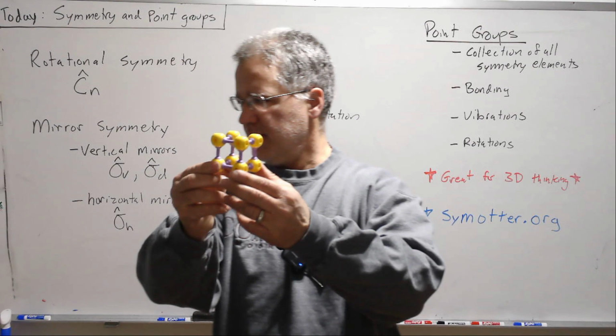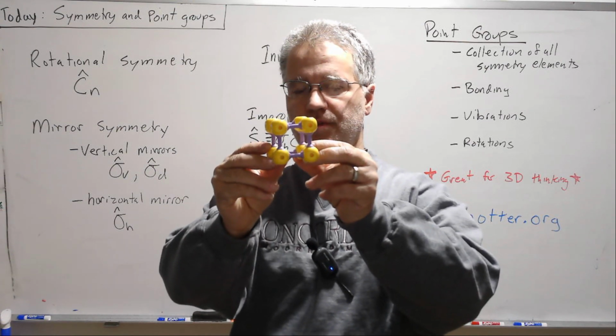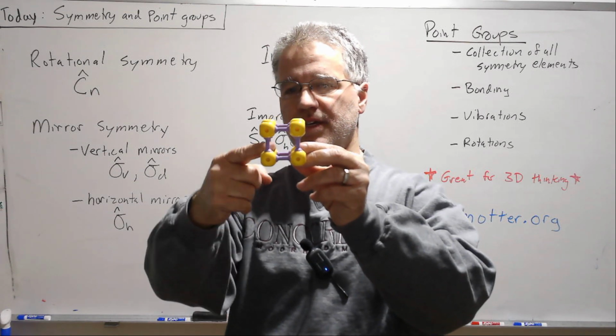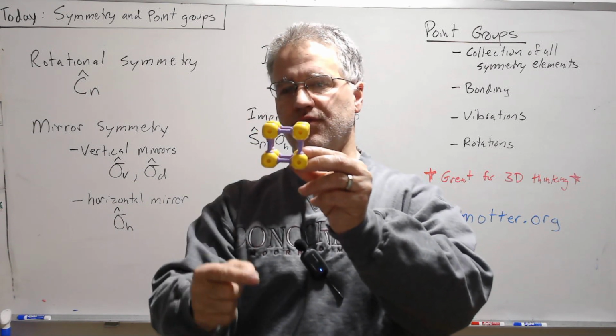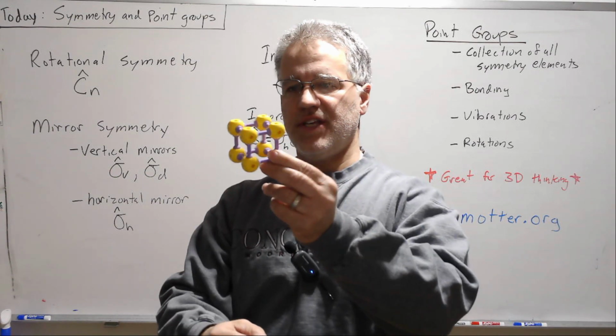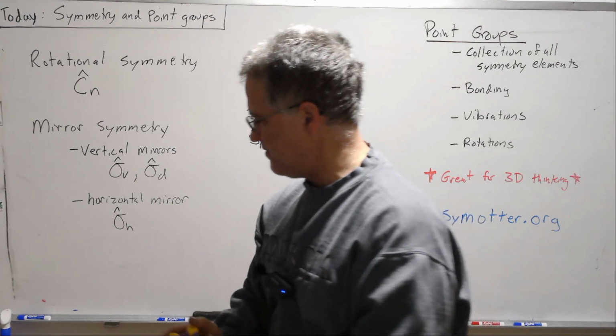Let's look at this one. This is just a cube. So a perfect cube will have inversion because each corner of the cube can invert through the middle and out to the other side. So this would be an example of something that does have inversion.